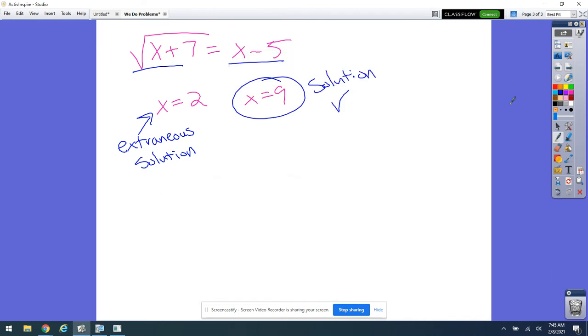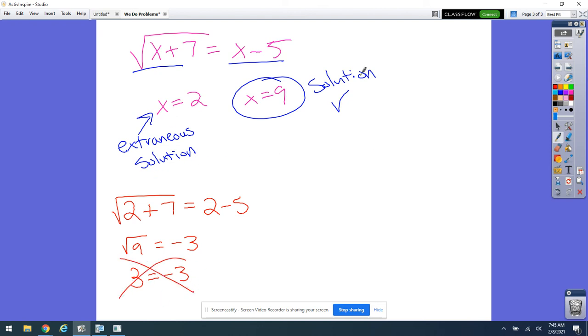Now, the other option is this. This is the technology way. If I want to just substitute it back in, just to give you an idea, I can take my 2 and substitute it back in. So that's 2 plus 7. I'm taking this 2 and replacing the x, taking this x also and replacing it with 2. And here's what you'll notice. When I do 2 plus 7, well, that's 9. 2 minus 5, that's negative 3. The square root of 9 is a positive 3. And this side has a negative 3. So is 3 equal to a negative 3? And the answer is no. So that's what makes this extraneous.